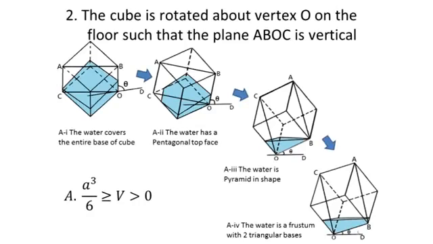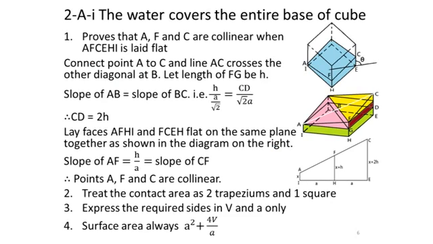Now we come to the second part, when the cube is rotated about vertex O while keeping plane ABOC vertical. In part 2a, the volume of water is smaller than a cube over 6. We let theta be the angle BOD. As theta decreases, there can be 4 different shapes of water, which can be treated as subparts. The first one is when the water covers the entire base of the cube.